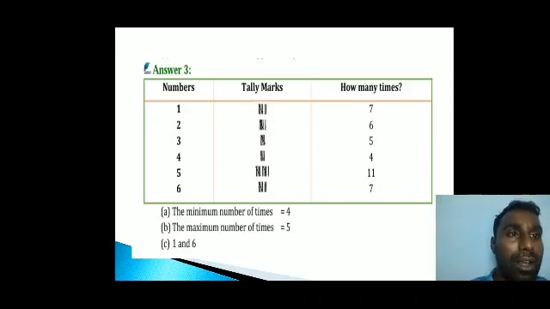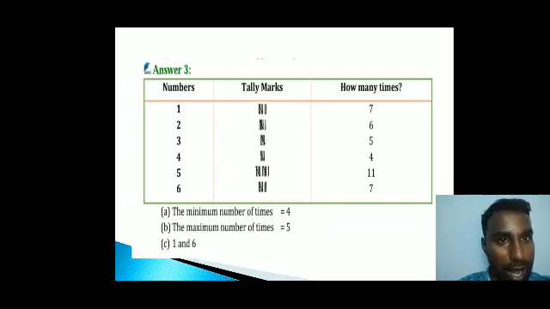And which one is repeated, that means came the same number of times? Looking at that column, 7 and 7. Looking straight across, that means 1 and 6.